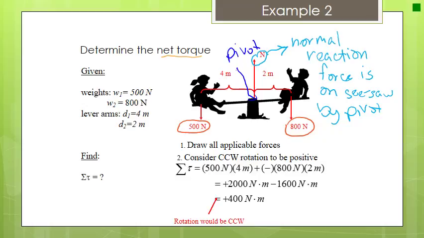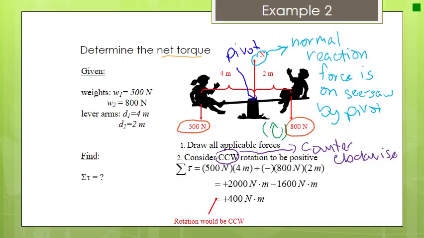Now, in this example, we are assuming CCW rotation to be positive. What is CCW? CCW stands for counterclockwise, or anti-clockwise. Because when an object rotates, there are only two possible rotation directions. One is counterclockwise and the other is clockwise. Now, the boy produces a clockwise rotation.